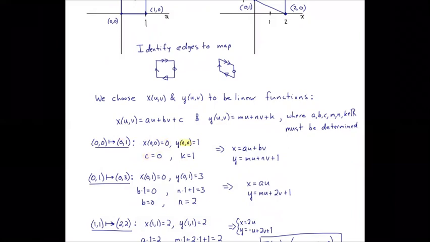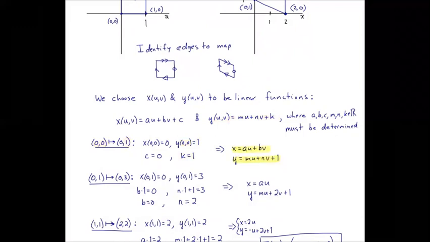Now y, at 0, 0. Plugging in 0, 0 to our function of y, we need to get the output of 1 for our y coordinate. So this needs to be 1. So in other words, when u and v are 0, that equation needs to be 1. So when u and v are 0, m and n disappear, and that leaves k as needing to be equal to 1. So we've determined c and k in just one point, one vertex here.